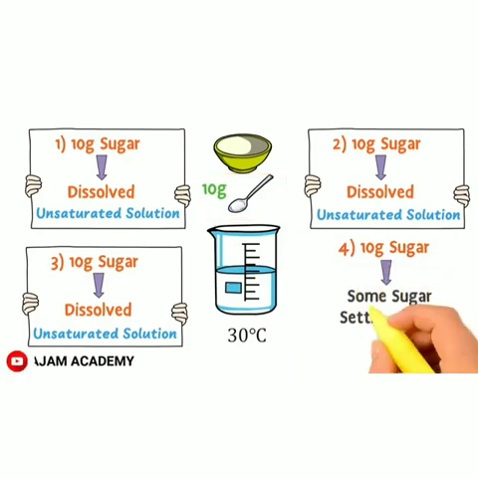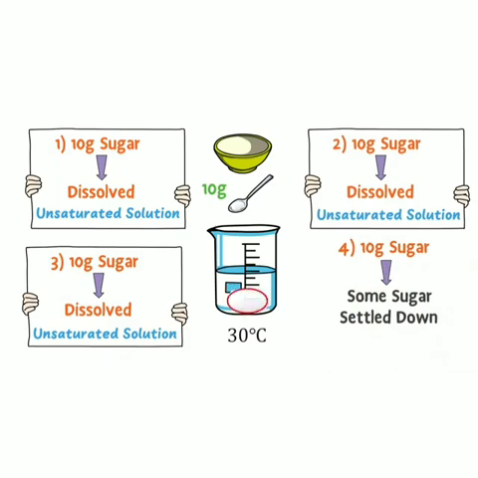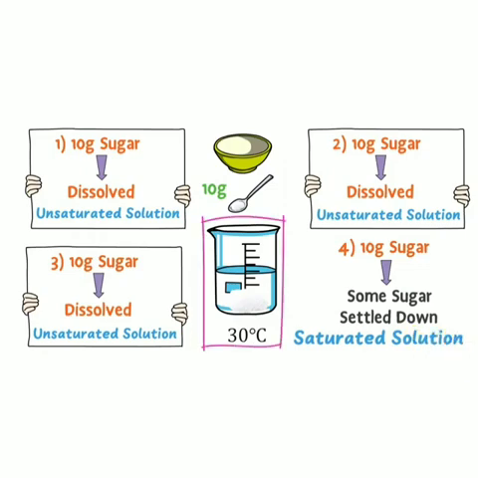Again we have to add 10 gram of sugar in that solution only. But this time some sugar will settle down. Why? Because that water has lost its ability to dissolve. Only 30 grams of sugar it can dissolve. After that some sugar settles down, so that is a saturated solution. Saturated solution means the solution that cannot take up any more solute to dissolve.